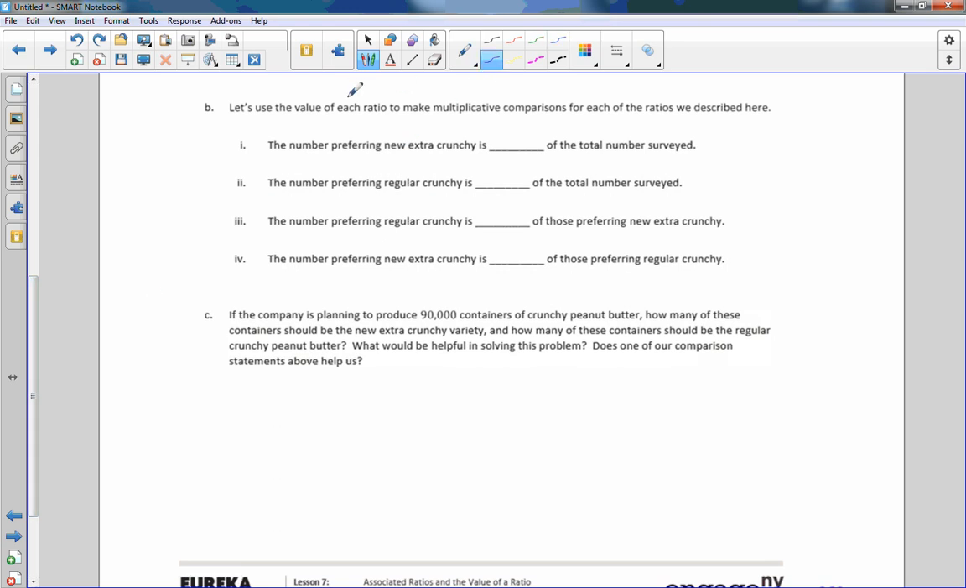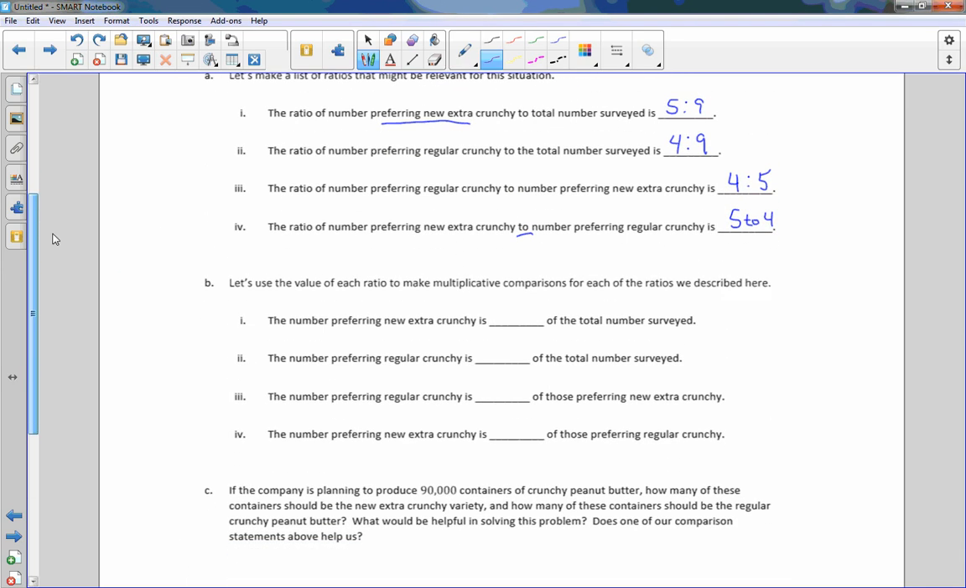Now it says let's use the value of each ratio to make a multiplicative comparison for each of the ratios we describe here. The number preferring new extra crunchy is blank of the total number surveyed. So now we're talking about multiplying by a fraction. So if I have 5 to 9, they're just asking for what would I multiply by to get a total. And it's 5 ninths.